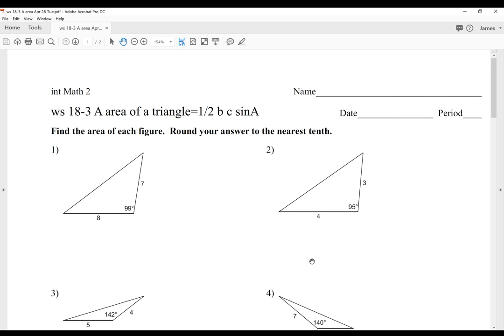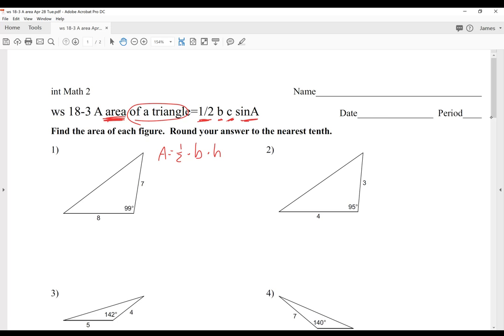Yeah, so this worksheet is slightly different than the other ones. We're still using the sine function, but this one is finding the area of a triangle, which is usually 1/2 times base times height. That's the usual stuff. But if you notice, it's 1/2 times base times c instead of h, and then sine of A. Why is that?